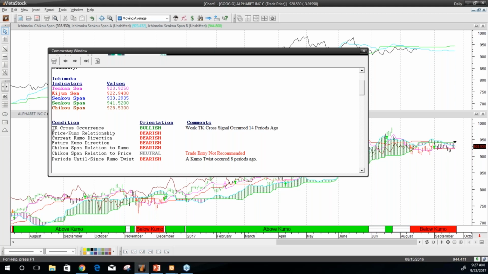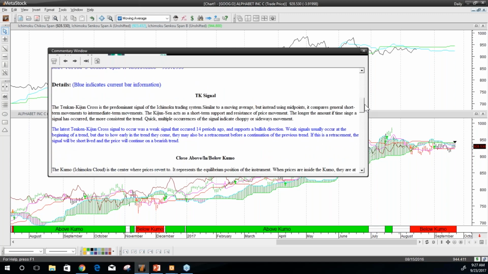It also goes through the price-Kumo relationships. It goes through the current Kumo directions. And right now, you don't actually know a lot about what these mean. But the nice thing about Ichimoku Master is that it will come down here in this expert and explain to you what these signals actually mean.